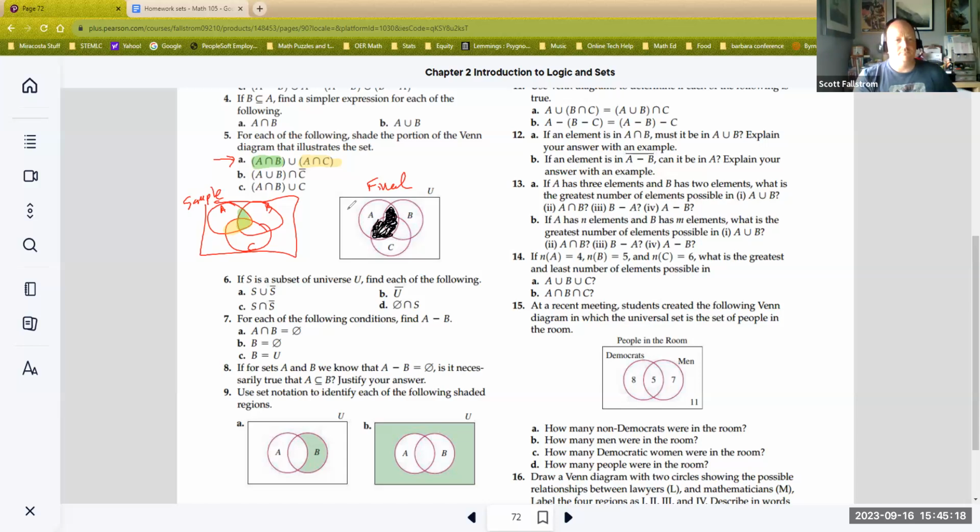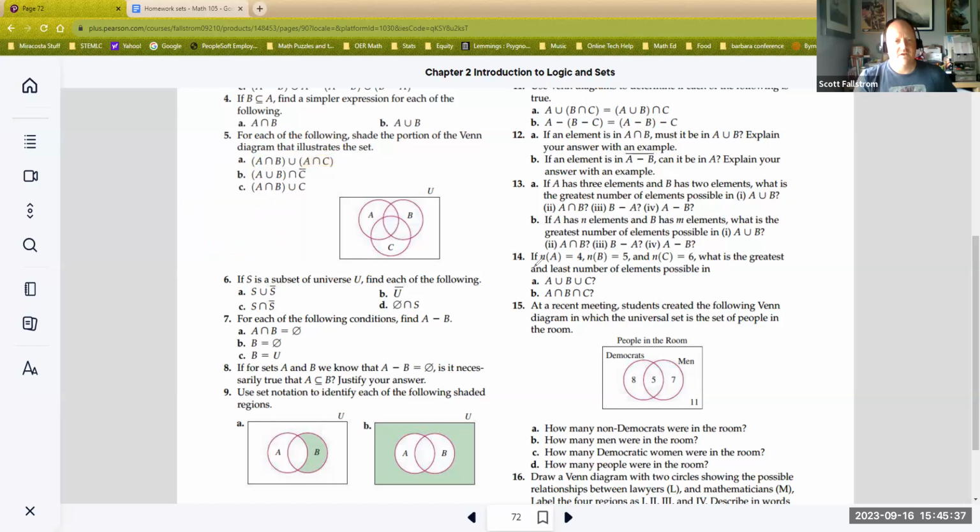All right. And if you came back, what if the symbol in the middle was an intersection? Well, then you would look and see, where do those actually intersect? Where does green and yellow intersect? Because you got to be in both. And then you would only shade this region because that's where those intersect.